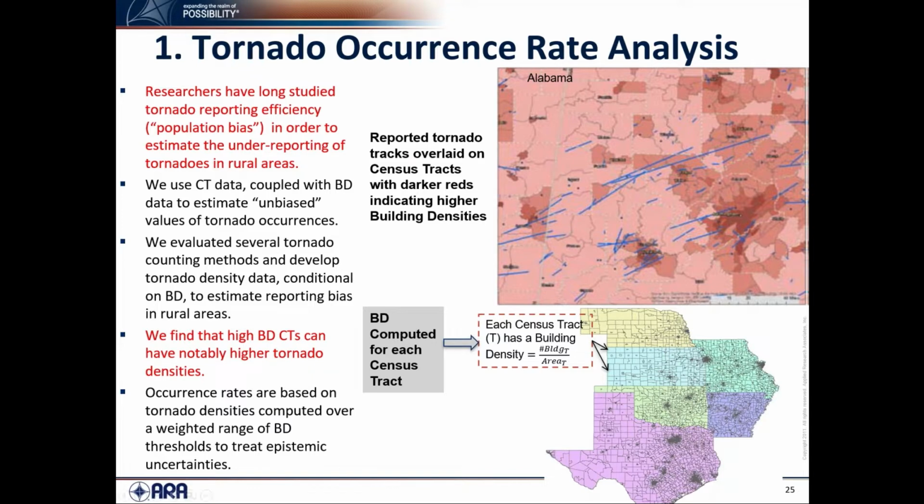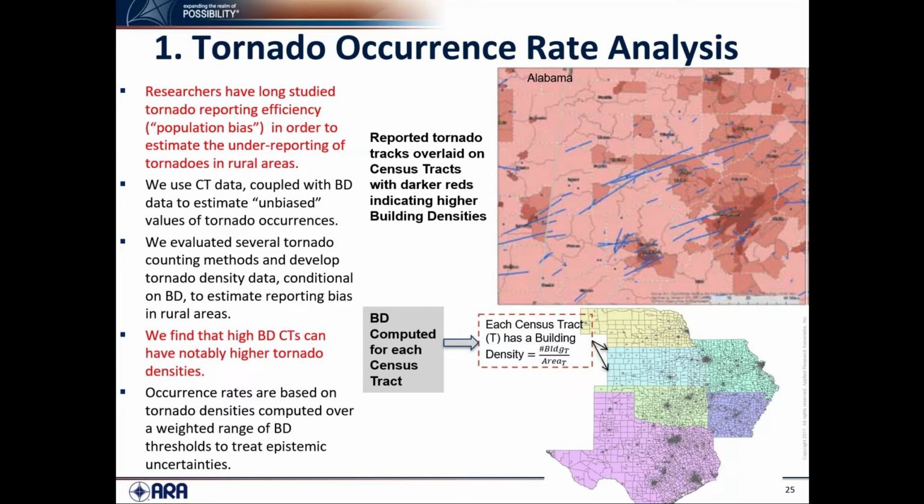to be able to account for this population bias, is we counted tornadoes by several different means in every single census tract across the US. For each census tract, we also had the building density, how many buildings per census tract, and then we normalized that by the area of that census tract. So the ultimate metric is buildings per square mile. And it turns out almost half the land area in the Midwest and the Southeast has less than 10 buildings per square mile. So you can imagine it's pretty hard to hit something.